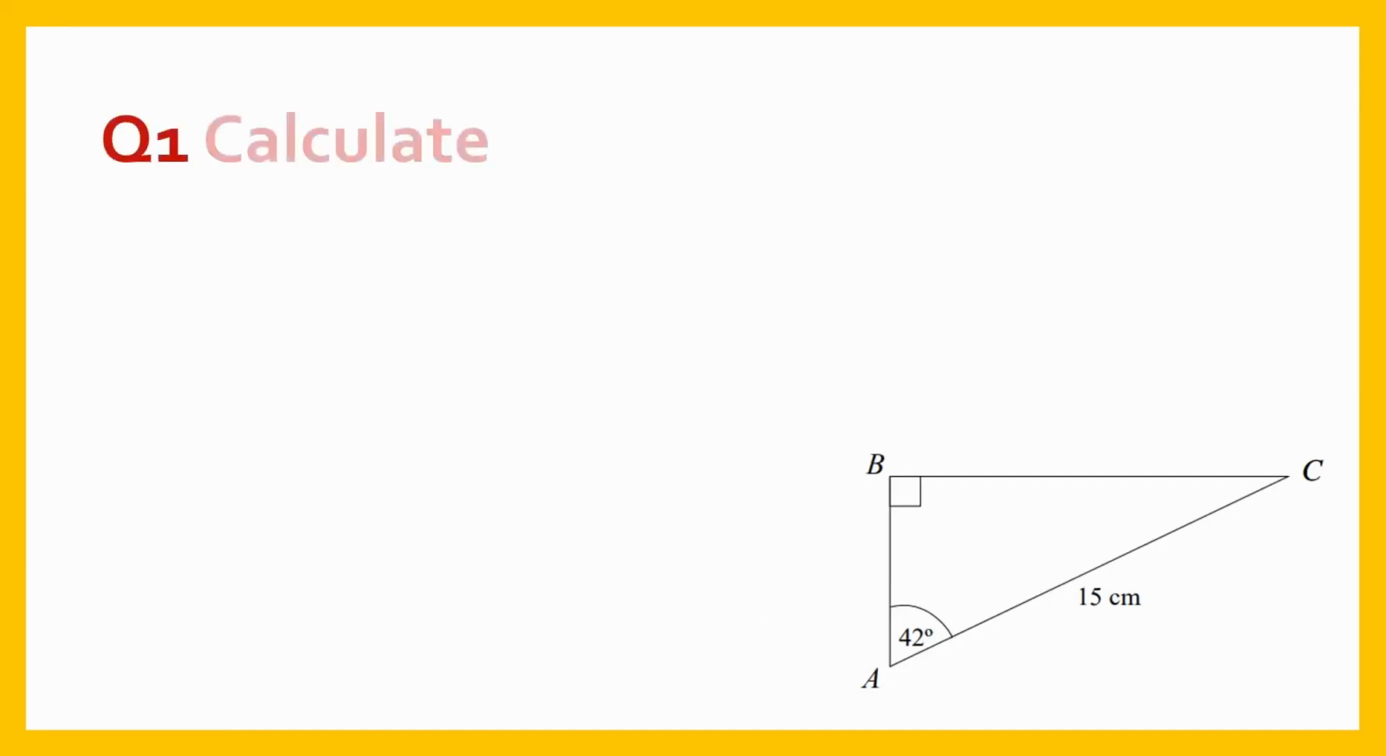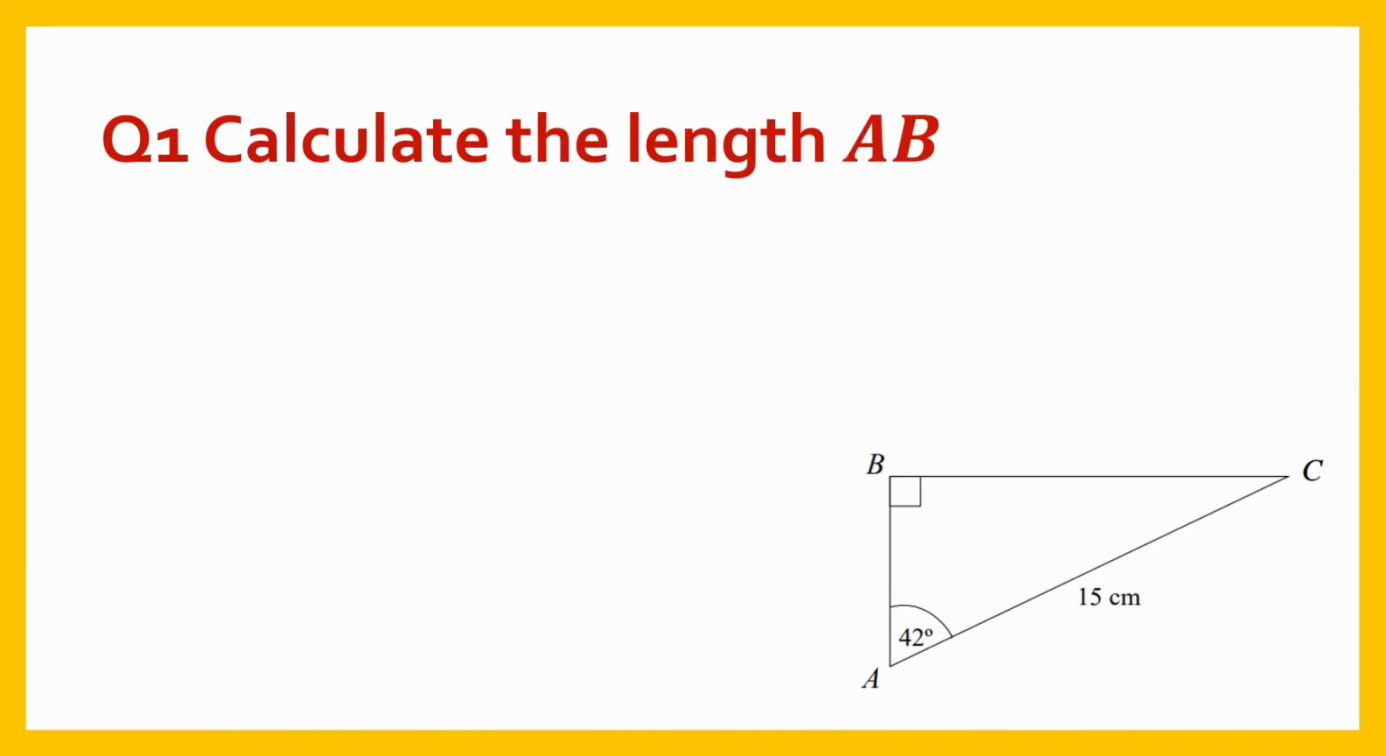Question 1. Calculate the length AB. First, we need to locate length AB, which is here. The value given, 15 centimeters, is the hypotenuse. It's the longest side of the right angle triangle, also the side opposite 90 degrees. The angle of interest is the 42 degrees. For 42 degrees, my length AB is the adjacent side.